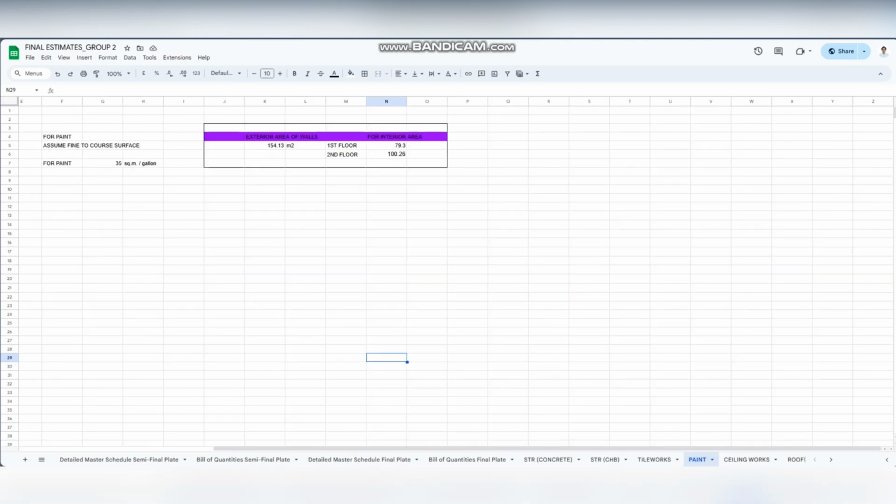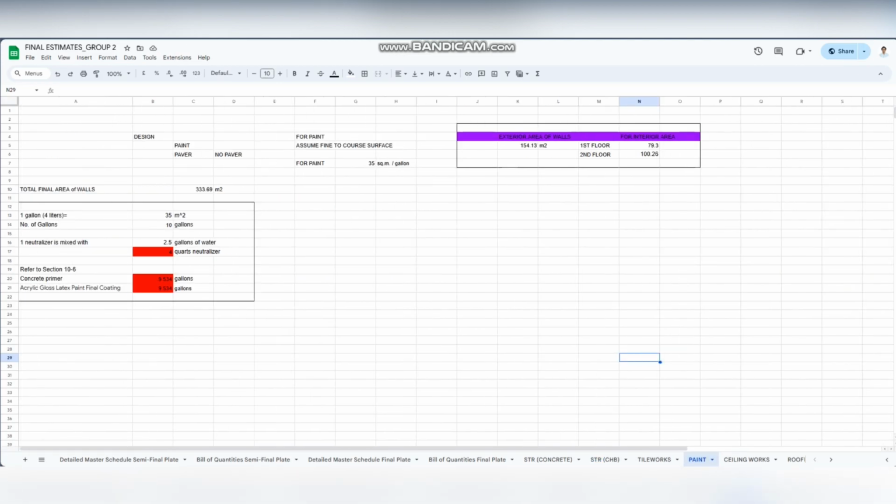So lastly, we have here the paint. This is just the sum of the total area of walls. The exterior area of walls right here is 154.13. Then we have the interior area, which is 79.3 for the first floor. Then we have 100 for the second floor. Then we add that together. We have the total area of walls, which is 353.69 square meters.